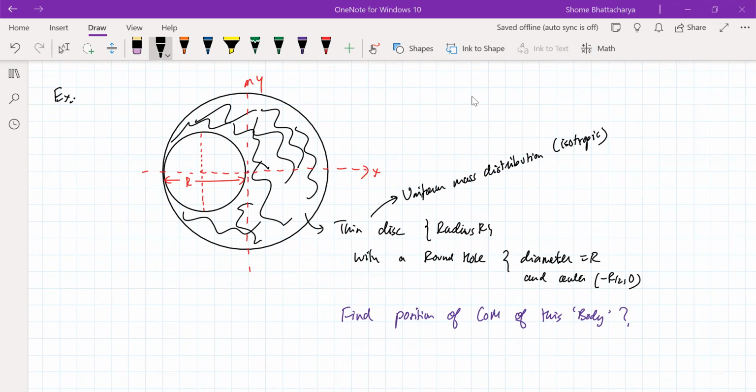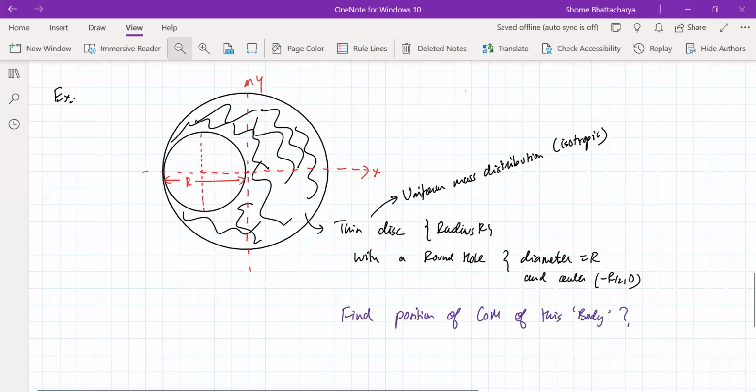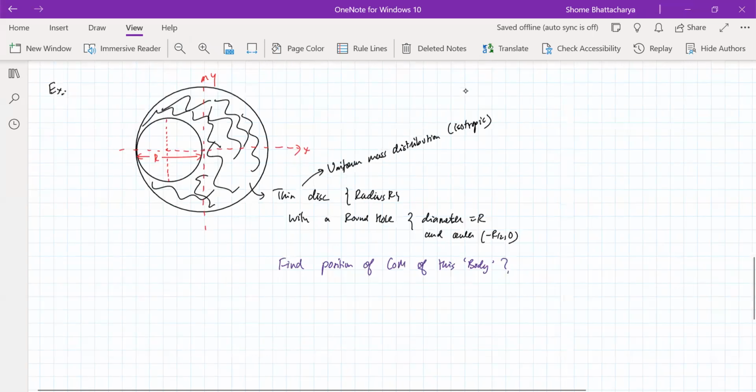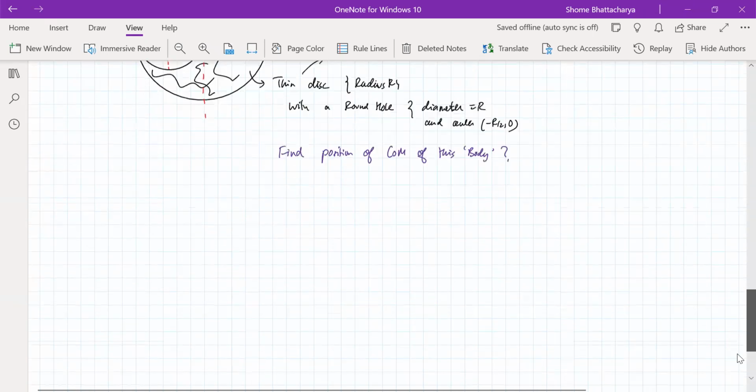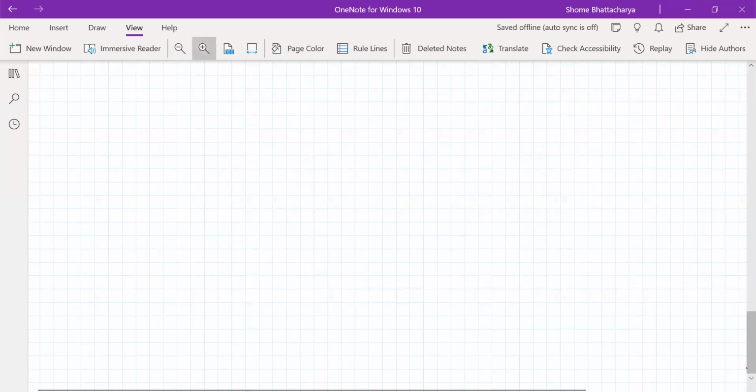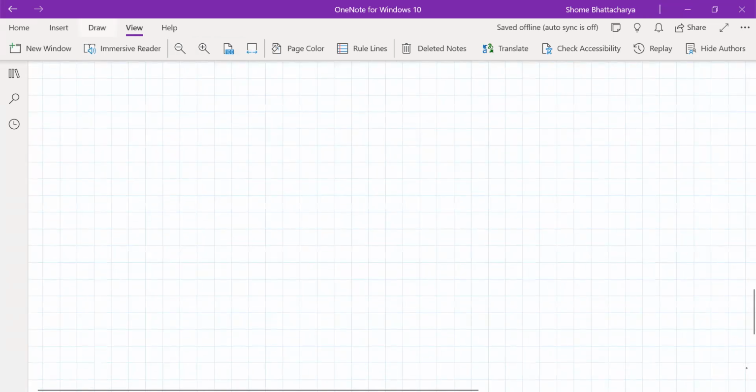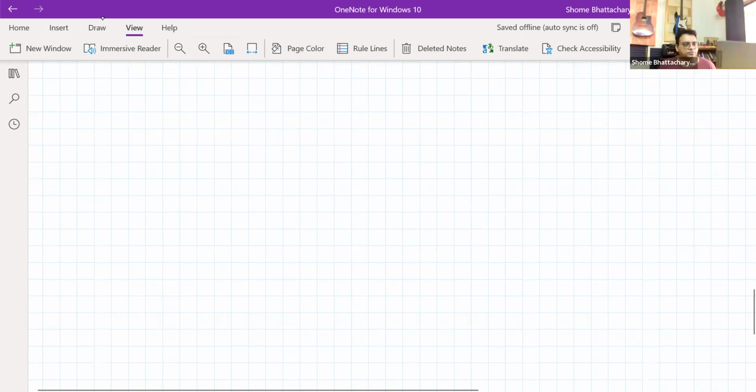Okay, so let's verify the answer. I've received a couple of them, and yes, Anirudh, your answer is correct. Good. A couple of answers I've received are not correct. Anyhow, doesn't matter. So let's see how we will find the center of mass.